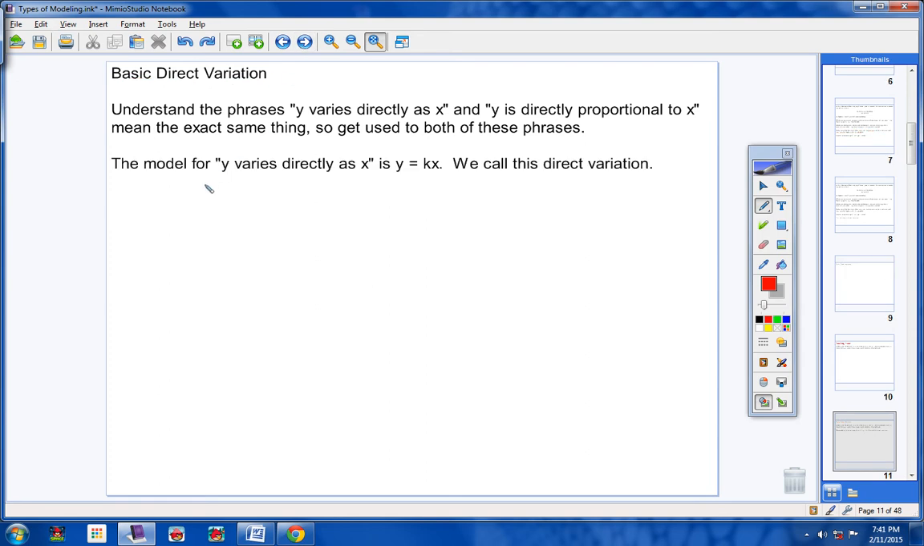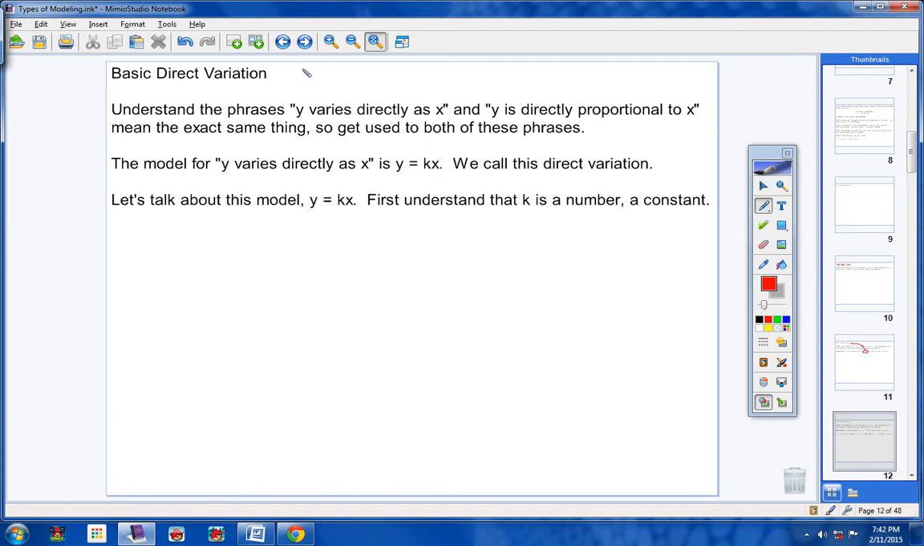Now, the model for y varies directly as x, or y is directly proportional to x, is this model right here. You need to make note of that in your notes. You are to use this model when you're dealing with your basic direct variation. Got it? y equals kx. And we call this obviously direct variation. Now, continuing on, let's talk about this model, y equals kx.